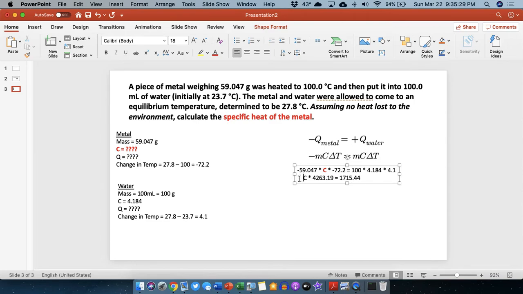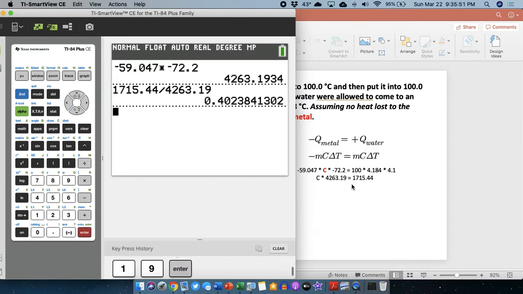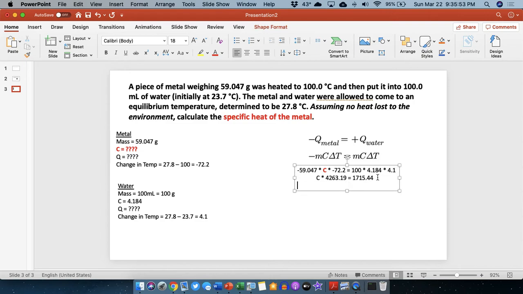All right. So now that we've kind of cleaned up the math, can we solve for C? Well, yeah, we can. All I'm going to do is take 1715.44 and divide it by the 4263.19. And I get 0.402 as C.